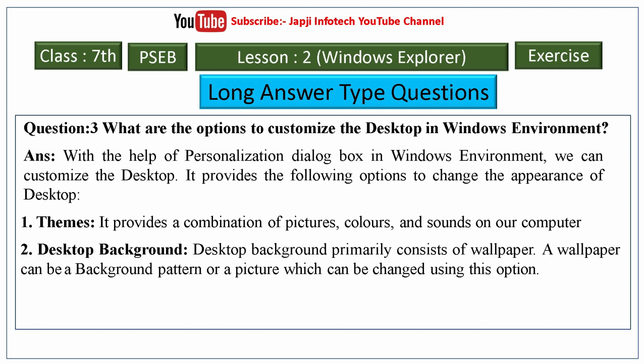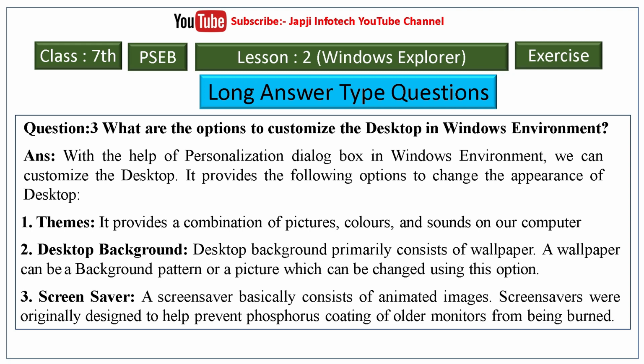And second one is desktop background. Desktop background primarily consists of wallpaper. A wallpaper can be a background pattern or a picture which can be changed using this option. Third one is screensaver. A screensaver basically consists of animated images. Screensavers were originally designed to help prevent the phosphorus coating of older monitors from being burned.